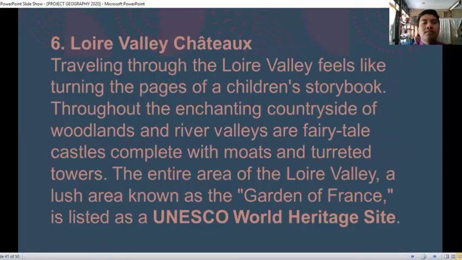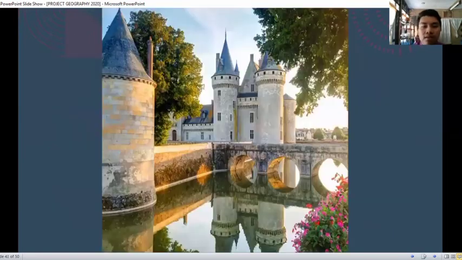Next, the sixth one, we have Loire Valley Castles. Traveling through the Loire Valley feels like turning the page of a children's storybook. Throughout the enchanting countryside of woodlands and river valleys are fairy tale castles complete with moats and turreted towers. The entire area of the Loire Valley, a lush area known as the Garden of France, is listed as a UNESCO World Heritage Site. Next is the picture of the Loire Valley.